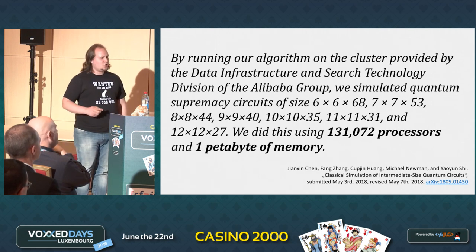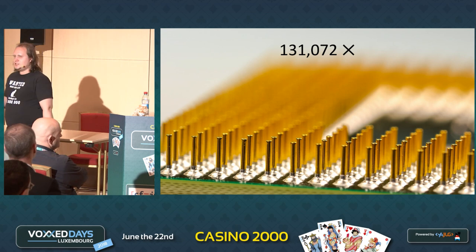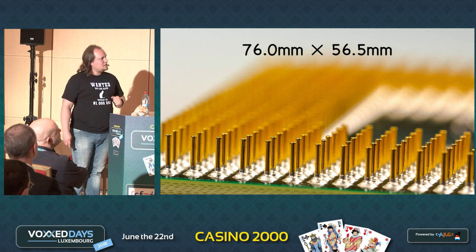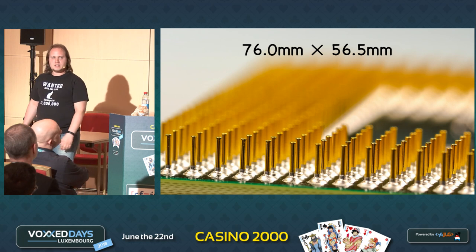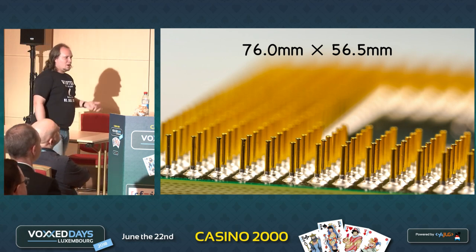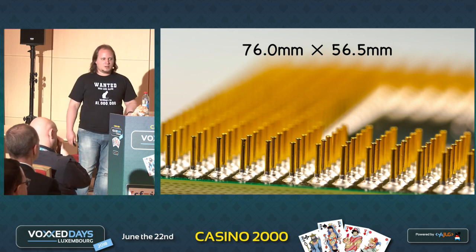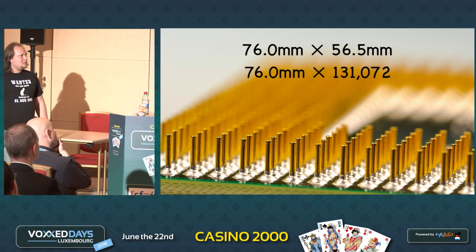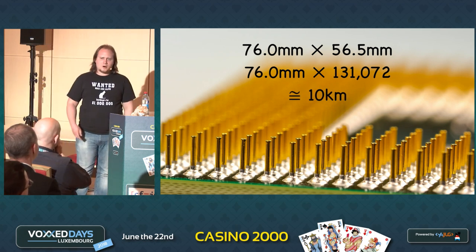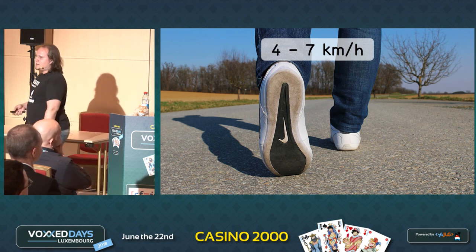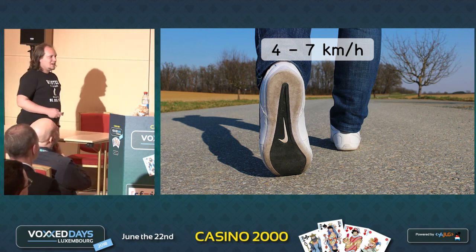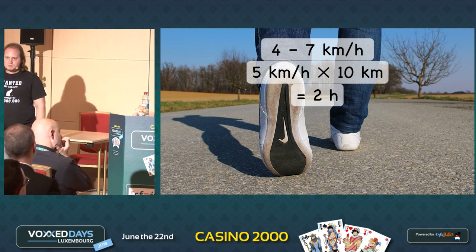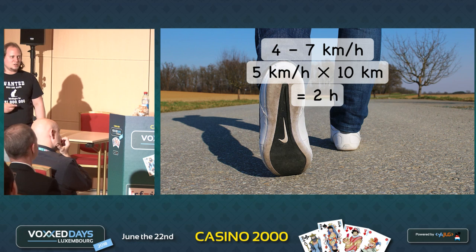Those numbers are hard to imagine, so let me help you a bit. 131,072 processors, they have roughly those sizes, if I got the right processors, that is. The paper's not too specific about what they were using. But those are certainly ones used in the Alibaba cloud, which they used to simulate the quantum computers. And if you take the long sides and add all of them up, lay them side by side, that gives you about 10 kilometers of processors. Now, considering that walking speeds are between 4 and 7 kilometers per hour in many estimates, averaging that out means you would need to walk for about 2 hours to walk past the CPUs they used to simulate those quantum computers.